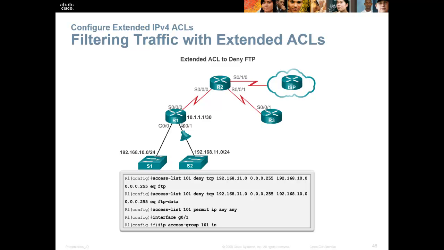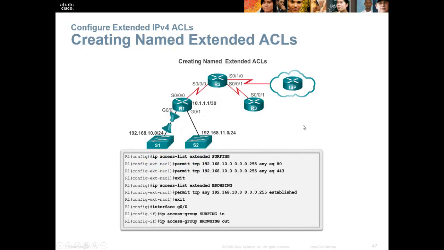All right, named extended ACLs. Remember, if we create a name, we have to identify whether it's going to be an extended or a standard. So ip access-list extended, and then we're going to call this surfing. So we're going to allow traffic from network 10 as long as it's on port 80, and traffic from 443 and SSH. And then we exit. Then we create another one, browsing, and we allow anything established, and then we go out. So now I've got two ACLs, a surfing and a browsing.